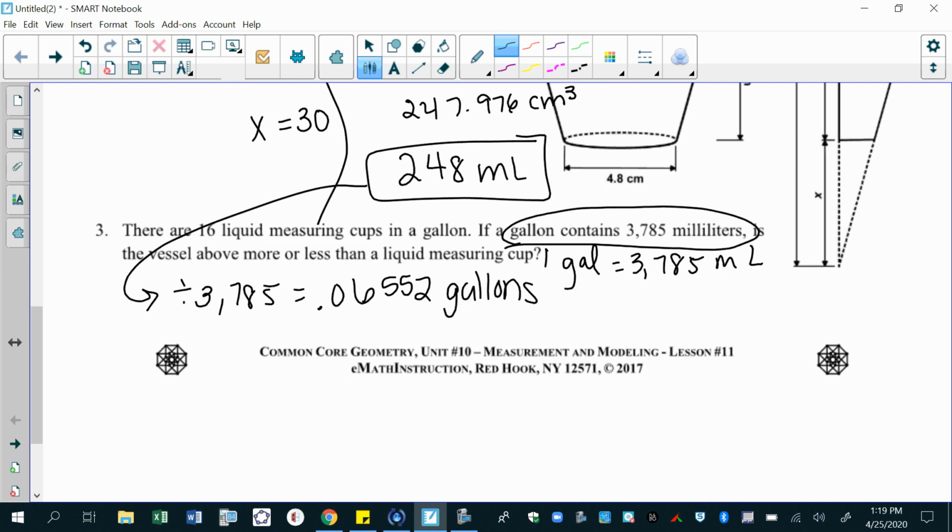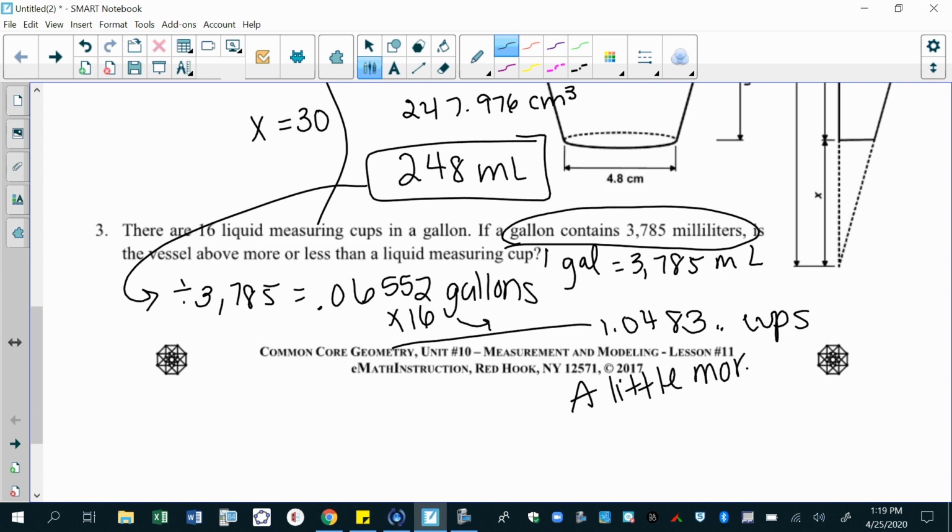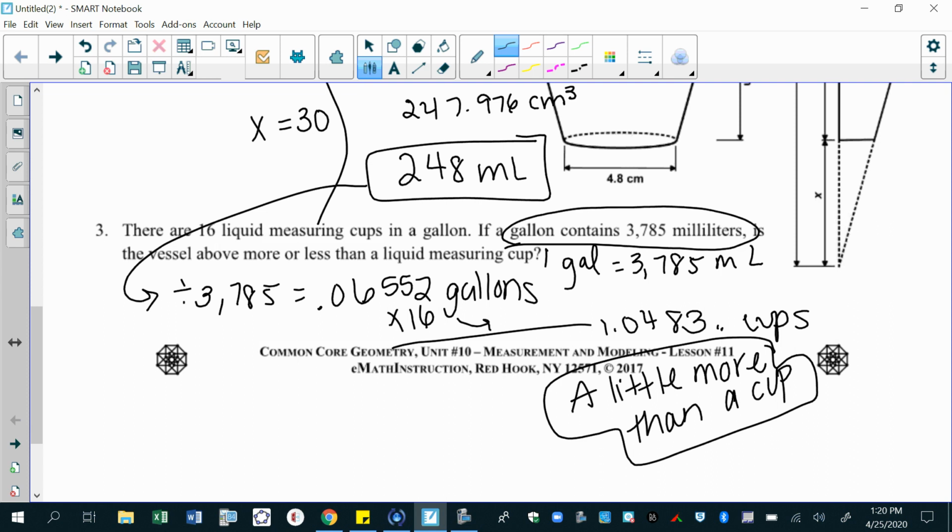And then it says there are 16 cups in each gallon. So I'm going to multiply this answer by 16, and I get that this is about 1.0483 some cups. So what does the question ask? More than or less than a cup? So a little more than a cup. Almost exactly equal to it though. I don't know if we'd even be able to tell, just measuring without other methods, that it wasn't exactly a cup, but yeah.